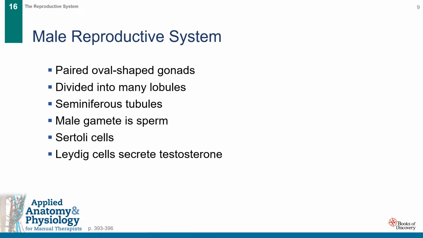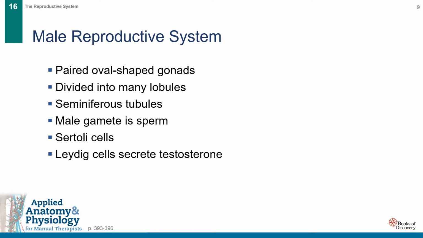The testes, also called the testicles, are paired oval-shaped gonads that lie within a supportive external sac of skin called the scrotum. Each testis is surrounded by a fibrous connective tissue capsule that extends inward to divide the gonad into 200 to 300 small compartments or lobules. Within each lobule are 1 to 3 tightly coiled tubes called seminiferous tubules, which produce the male gamete sperm. A group of specialized cells called the Sertoli cells line the seminiferous tubules.